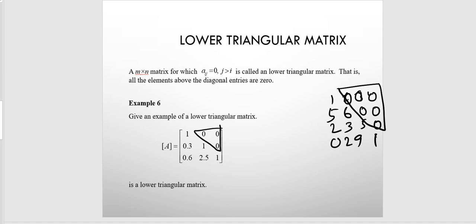So this is the triangle formation. 3, 2, 1. Okay. So it is lower or upper triangular, depending on exactly where the zeros are placed, in the opposite way. Zeros above or zeros below.